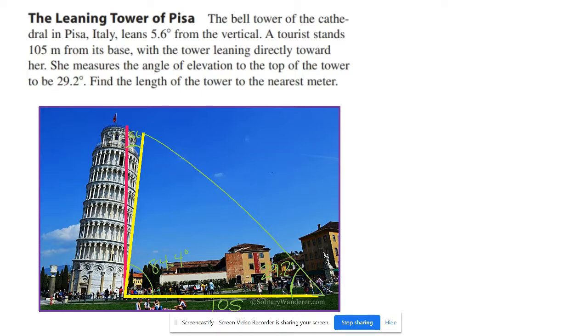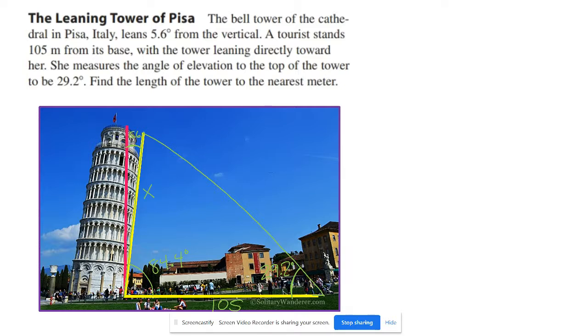It wants us to find the length of the tower. The reason they don't say height is because technically height is always measured on a perpendicular, at a 90-degree angle straight up. It wants this yellow line here that tells us the actual length of the tower along its lean, from the bottom all the way up to the top. And that's going to be our x.